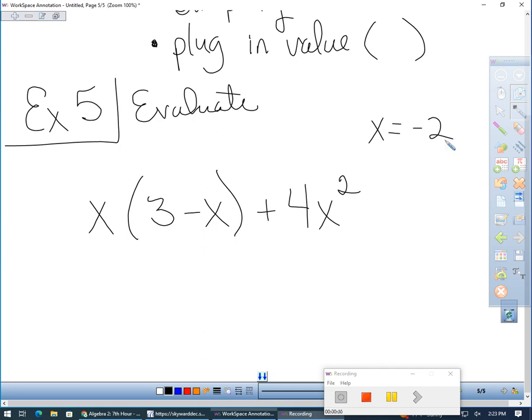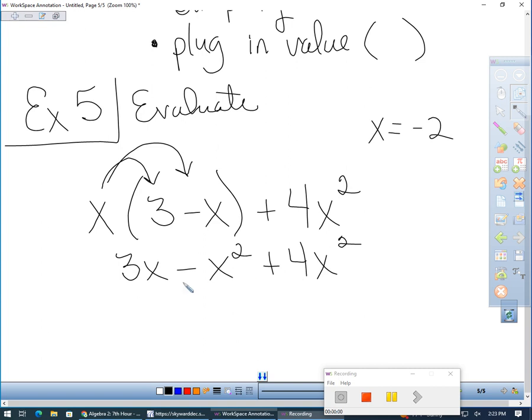The first thing I want you to do is to simplify this, right? So we're going to distribute. x times 3 is 3x. x times negative x is negative x squared. We're at the end of the parentheses, so I'm done distributing. So I have plus 4x squared. I still have to combine like terms together. I have a negative x squared, and I have 4x squared. Good. 3x squared plus 3x. I want to see the simplest form of it before we plug in negative 2.